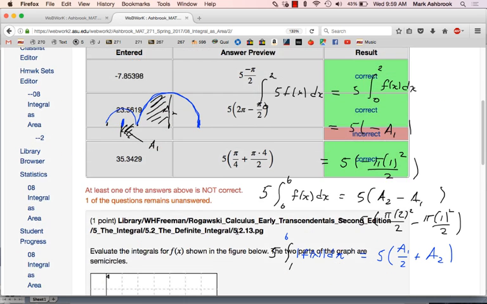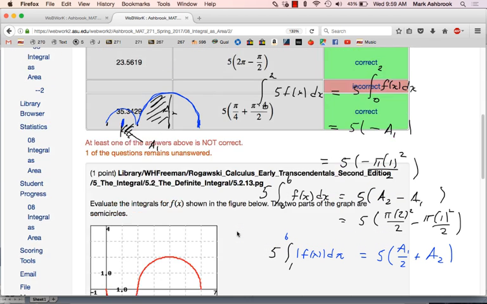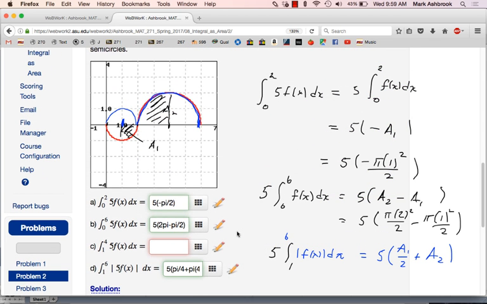There we go. Okay, questions on this example? Does it make sense? Next one.